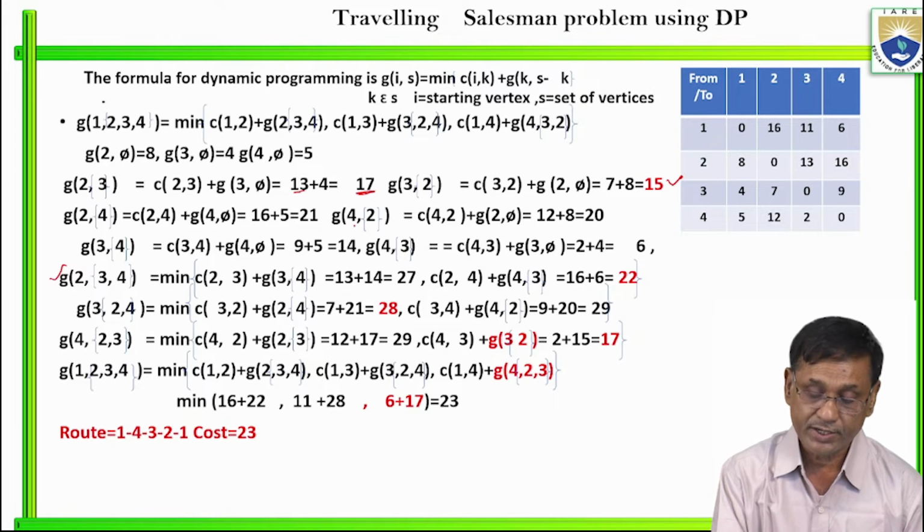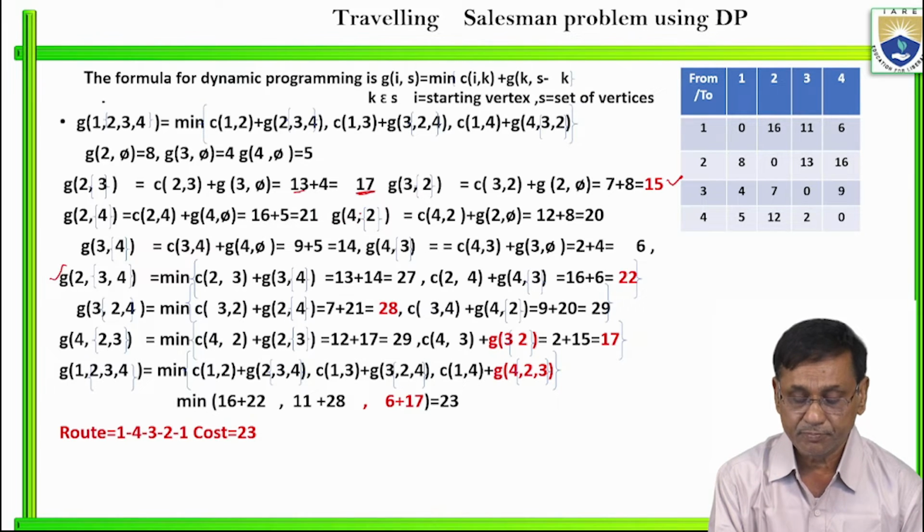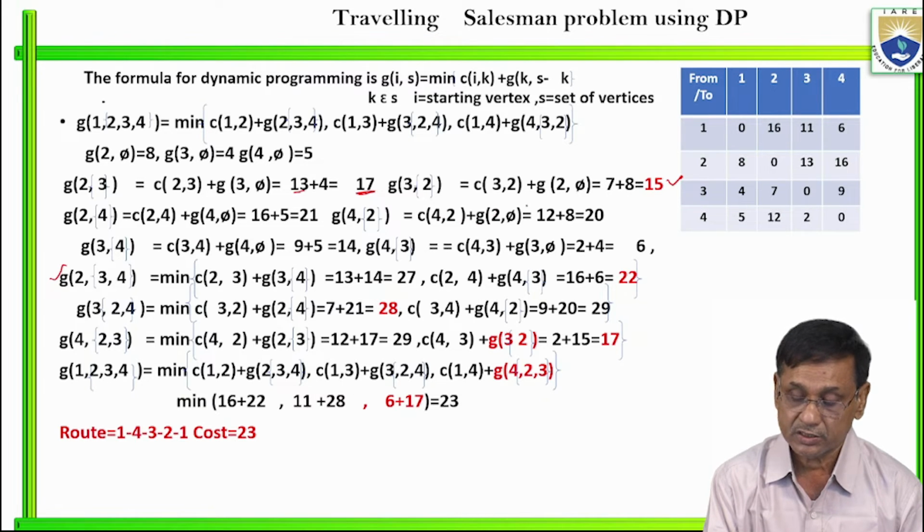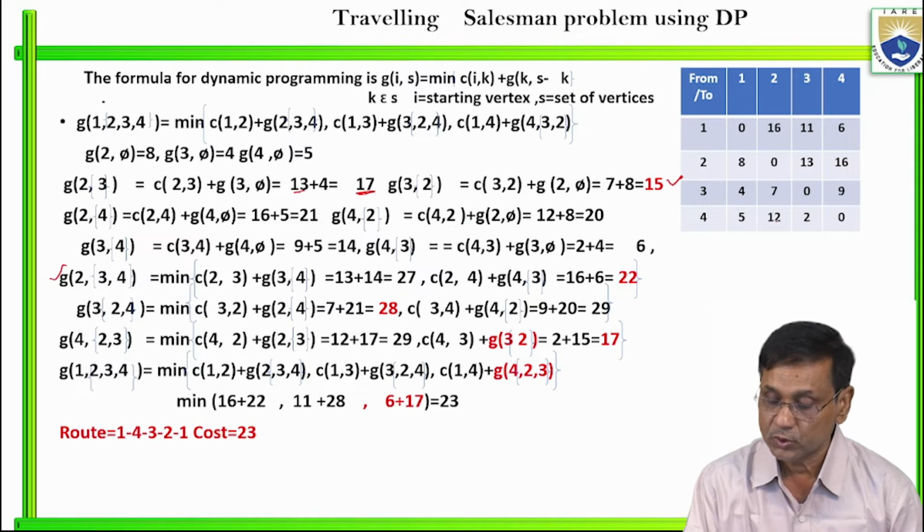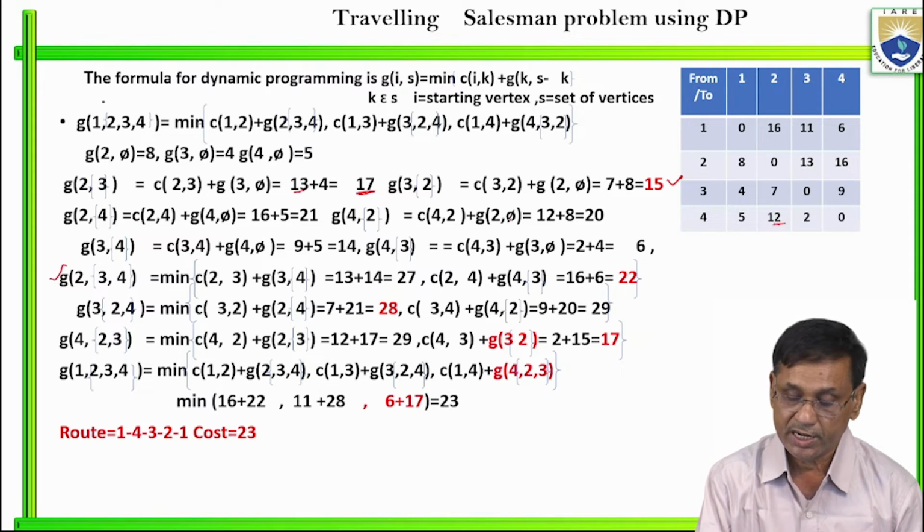Again we have to find G of starting vertex 4 to the remaining set of vertices {2}, so that we can know the value. That is equal to C of 4 comma 2, cost of going from city 4 to city 2, plus cost from 2 to 1. So that is 12 plus 8 is equal to 20. That means C of 4 to 2 is 12 here and G of 2 to 1 is equal to 8.